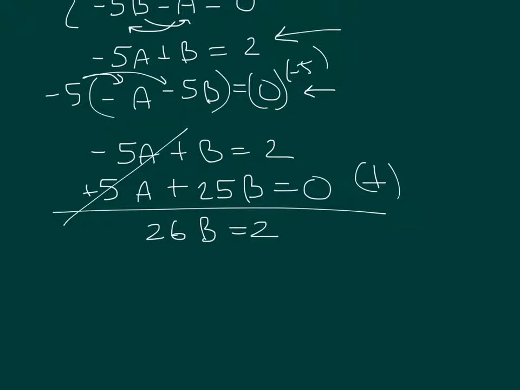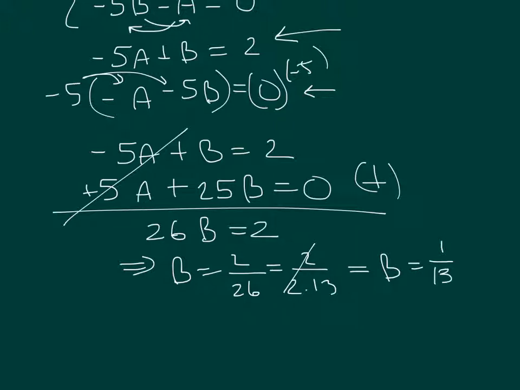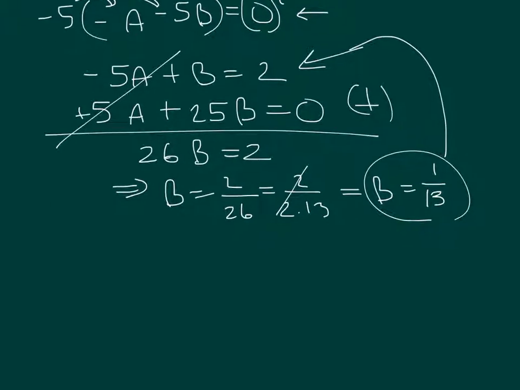And 26 times what is 2? Well, must be a fraction. So 2/26, or you can divide that by 2, or just do the prime factorization. And so we get, well, our b is 1/13. Okay, so if b is 1 over 13, we can find a by just substituting it back. So I'm going to choose any equation. I'll just choose this one. I'll substitute my b back in here.